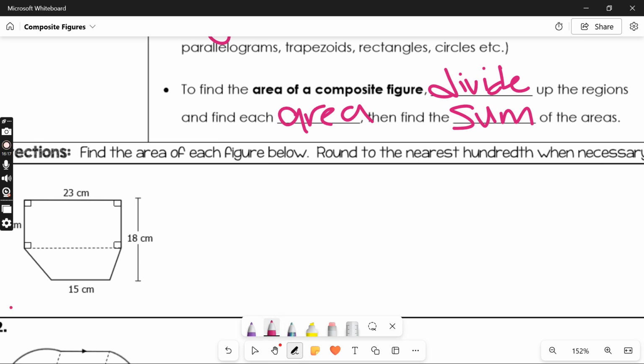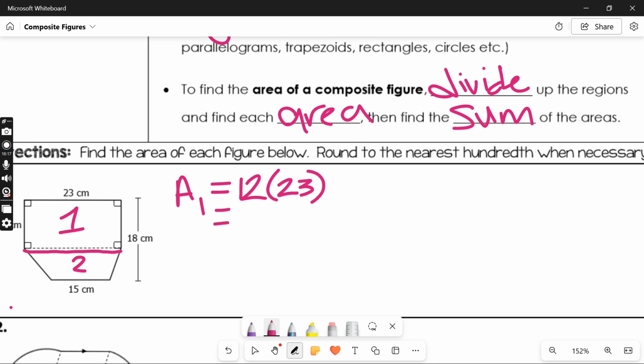All right, so this already has kind of a dotted line separating this out for us. So we have two sections. I'm going to call this one number 1 and this one number 2. This top section is a rectangle, so the way that I find the area of section 1 is I just do base times height or length times width. It looks like that is 12 times 23. Okay, so the area of my first section, if I multiply those, is 276.